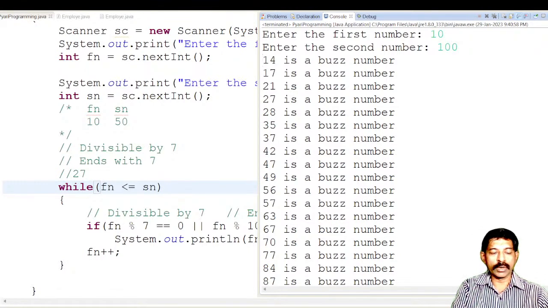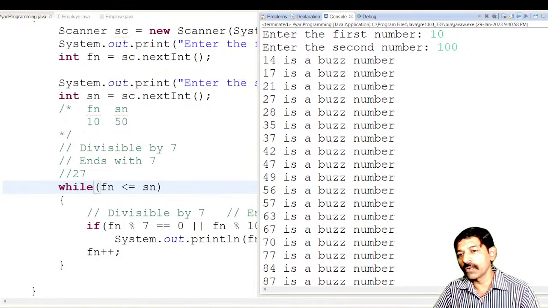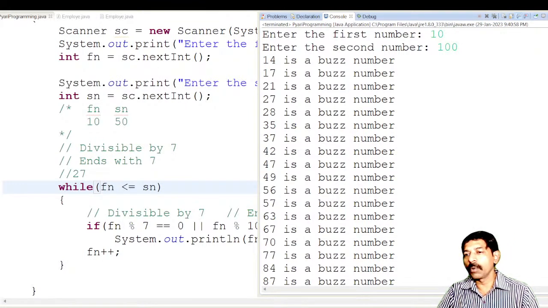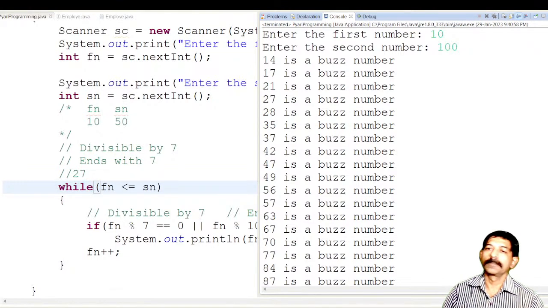Now I'm giving a question. Write a program to display the first bus number between two given numbers. This is homework for you. So that's all for today's class. Good night to all of you.